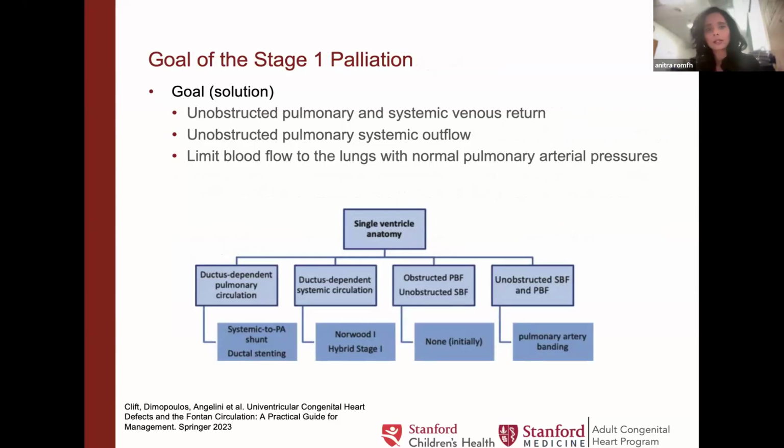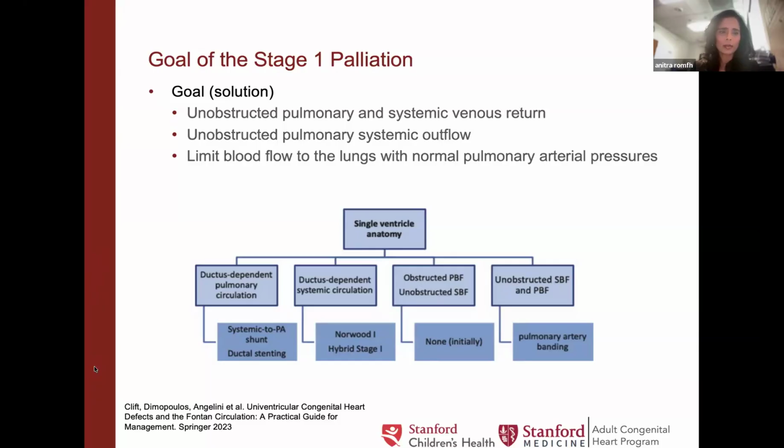We talked about the problem, what's the solution? Is really to establish unobstructed pulmonary and systemic venous return, unobstructed pulmonary and systemic outflow, and limit blood flow to the lungs to result in normal pulmonary pressures.